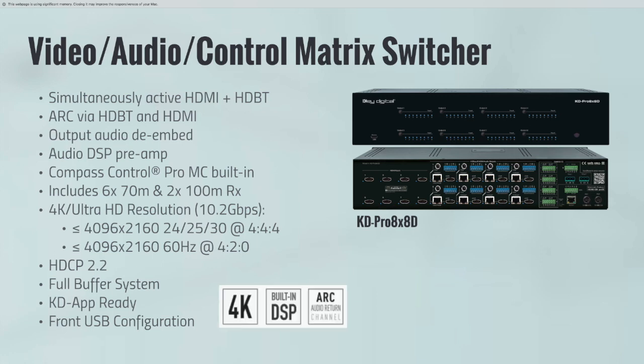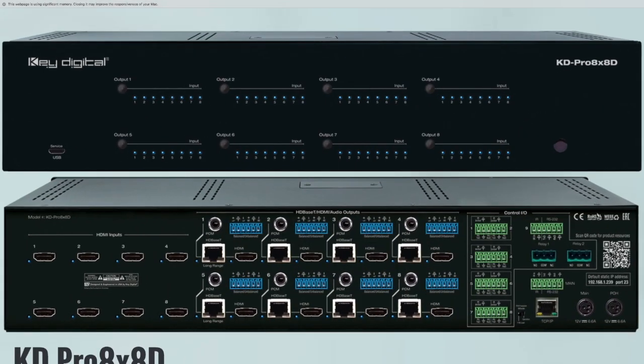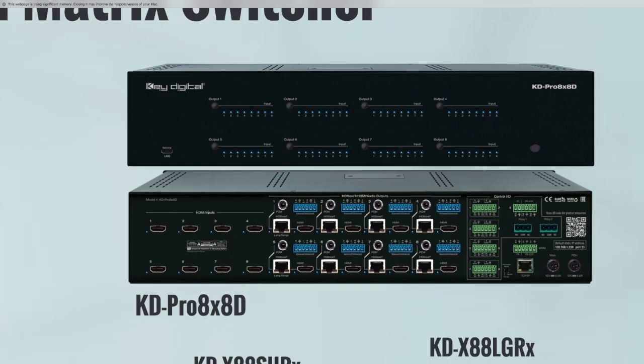KD-Pro8x8D has a built-in Compass Control master controller, making it a one-box solution, and includes a total of 8 receive bands, 6 at standard HD-BaseT range and 2 supporting long range. This product is full HDCP 2.2 compliant, app ready, and is easily configured via the front USB port.